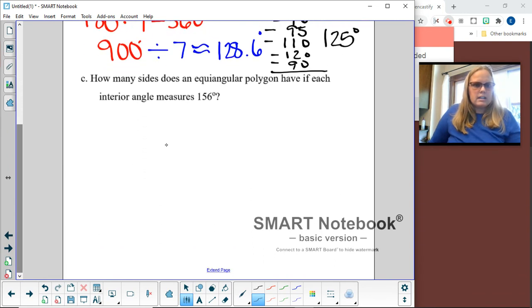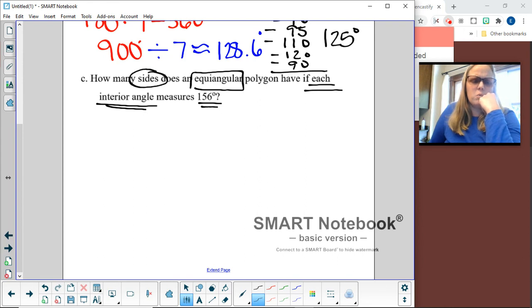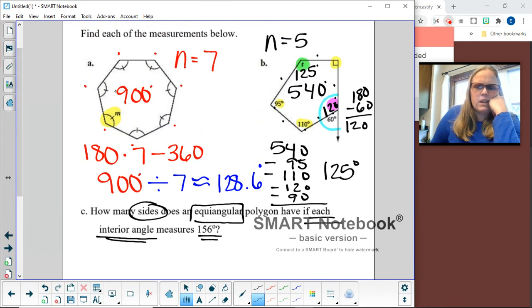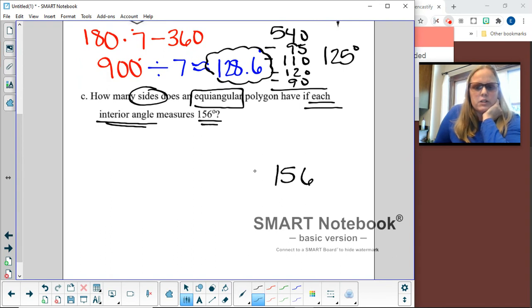All right, question C. How many sides does an equiangular polygon have if each interior angle is 156? So I don't know what shape this is yet, but I do know that each interior angle is 156. So I'm going to look at this kind of like problem A. In problem A, each interior angle was 128.6 degrees. To find that, we did the polygon sum formula, and then we chopped it into equal number of sides.